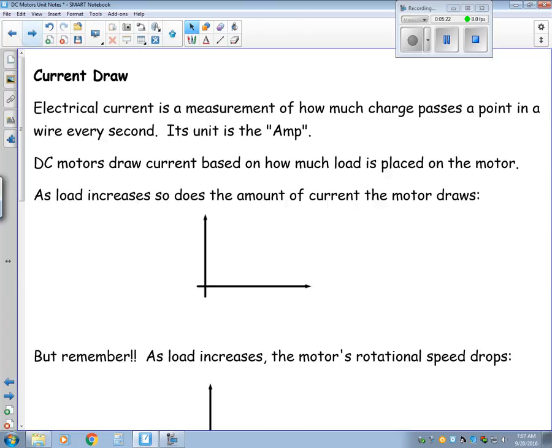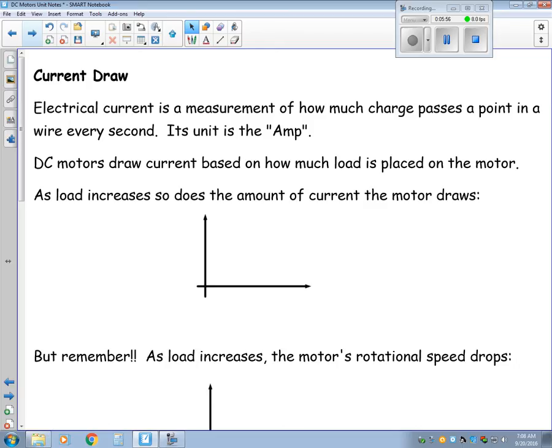Current. Again, we're using direct current motors. So an electric current is a measurement of how much charge passes a point every second. So we can think about it as how many little electrons flow through the motor. That's the current. So if we have a great number of electrons flowing through the motor per second, the motor is pulling a large amount of current. If there are very few electrons passing through the motor per second, it's pulling a very low current. The unit of current is ampere, or amp for short.